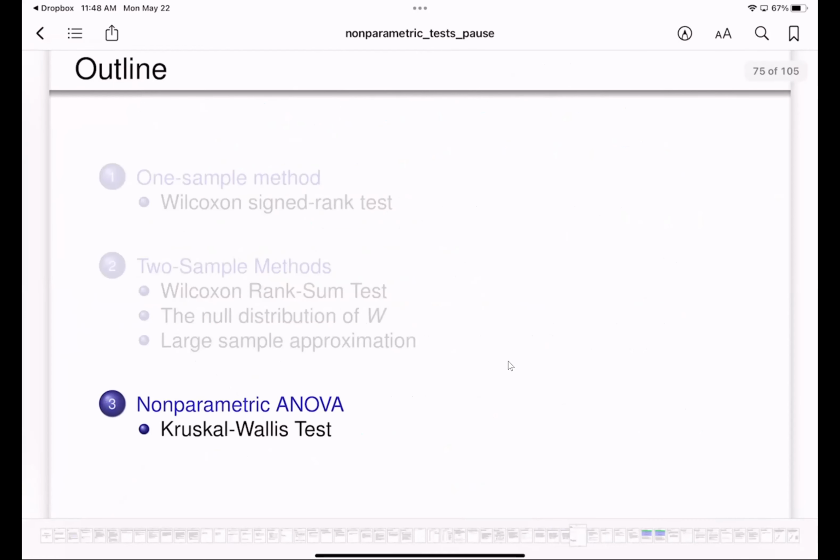Okay, so that's the two-sample comparison. We use the Wilcoxon rank sum test. Both previous tools, the Wilcoxon signed rank test and the Wilcoxon rank sum test, are conducted in R with the same command, wilcox.test. The next part is the Kruskal-Wallis test.